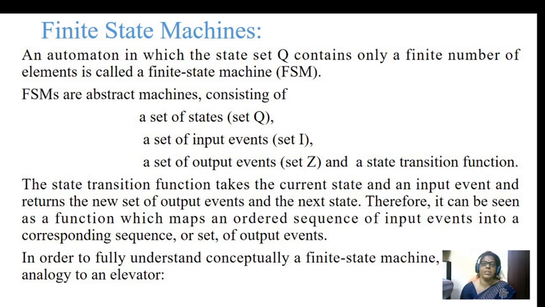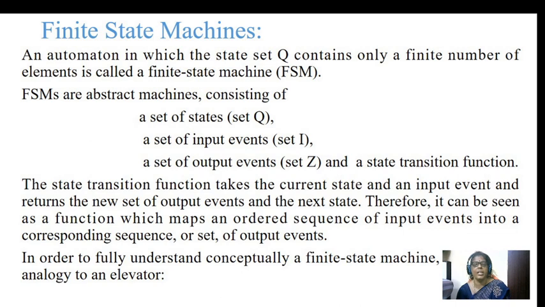Okay. And just a few steps that we have taken to enter. So, the state transition function. The state transition function takes a current state and an input event and returns the new set of output events and the next state. Therefore, it can be seen as a function which maps an ordered sequence of input events into a corresponding sequence or set of output events.